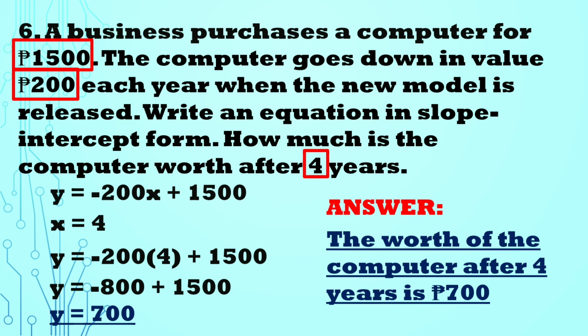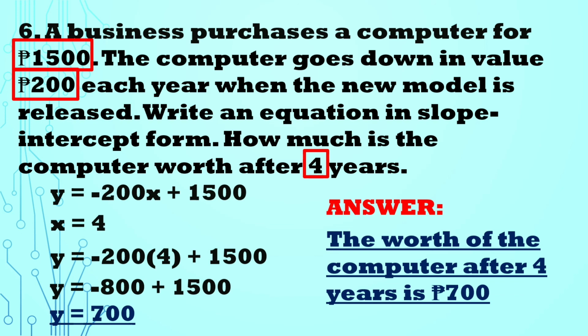So, para mas madali tayo makapag-solve ng ating problem solving, kailangan nating hanapin si x and y variable, si slope, at ang ating y-intercept. And then, i-substitute lang natin siya sa ating slope-intercept form na y equals mx plus b. So, mayroon naman tayong mga hint word para malaman natin kung sino si slope, kung sino si y-intercept, at kung sino si x and y variable.